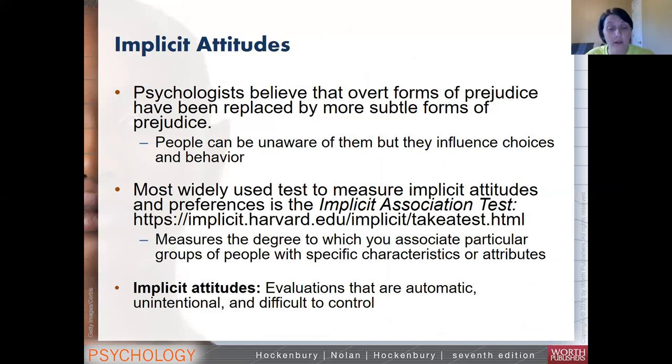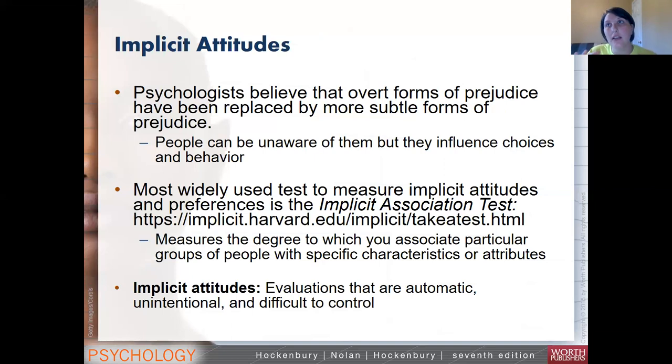Now, this is actually older information. Here where it says psychologists believe that overt forms of prejudice have been replaced by more subtle forms of prejudice, I'm actually going to go back on the statement. Up until this point, in 2018, psychologists have been saying for the past few years that overt forms of prejudice, overt forms of racism, people yelling things, saying things to people in public and to their face, we thought for a period of time that has been occurring less, and that more subtle forms of prejudice, like microaggressions, what we refer to as covert prejudice, is occurring.